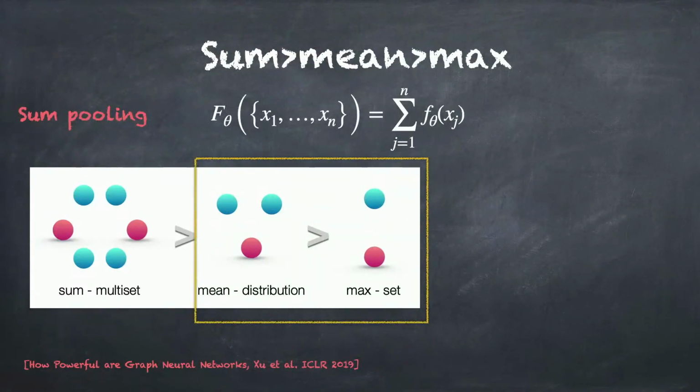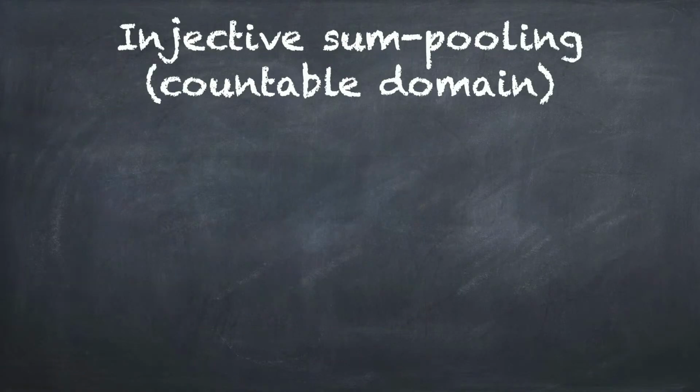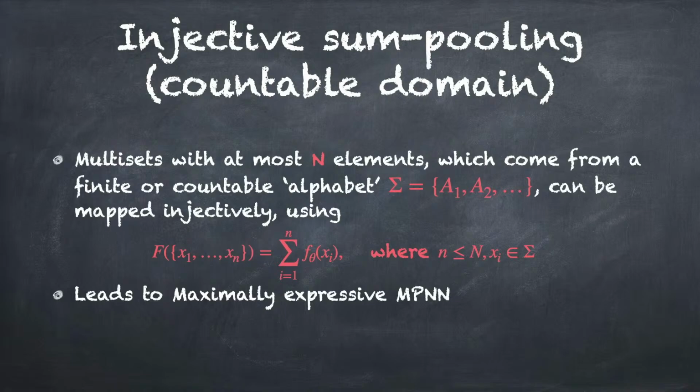So we're going to stick with sum pooling from now on, because that's where we have a potential to be injective. There are known results which show that at least when the domain is countable, multiset functions are injective. Our assumptions are that you have at most n elements, maybe you don't even need this, it could be any finite number of elements, and they come from some countable alphabet, say 1 to n or all the integers. In this setting, for some appropriate f theta, you can get an injective function.